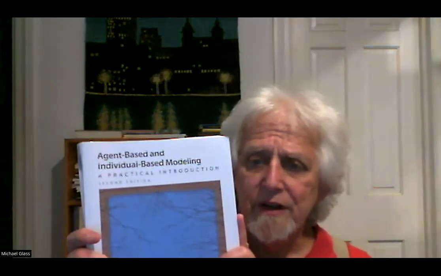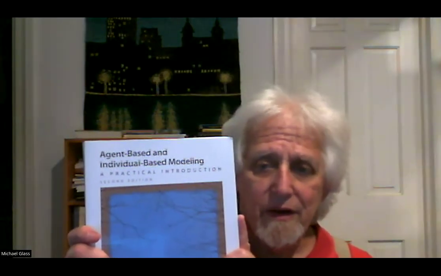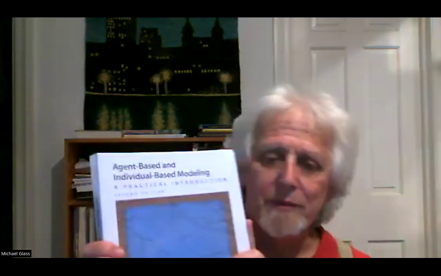There is a book, which you will have seen in the bookstore, Agent-Based and Individual-Based Modeling, by Railsback and Grimm. It uses a programming language called NetLogo, which we'll be getting into very quickly, but not right now. Right now, what you should be doing is reading chapter 1. And what I'm going to do for the next couple of minutes is give you a little bit of context.